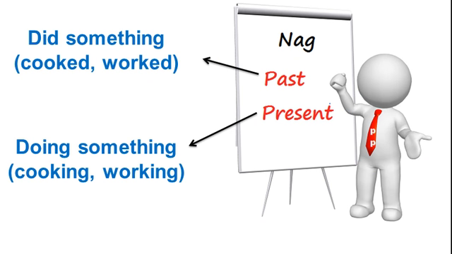There's Brother Nug. Brother Nug says, hey, I deal with the past and the present. Did something, cooked, worked, cleaned. And then also doing something now, the present, cooking or working or cleaning, things like that. Doing it now, past and present. So what did we do? We did nagluluto, and that was the present. The past was nagluto. We did not double up the first syllable, nagluto and nagluluto.